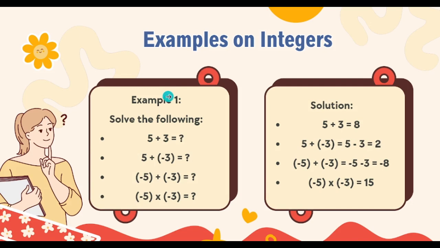Example 1. 5 plus 3 is plus 8. 5 plus minus 3 is plus 2. Minus 5 plus minus 3 is minus 8. Minus 5 multiplied by minus 3 is plus 15.